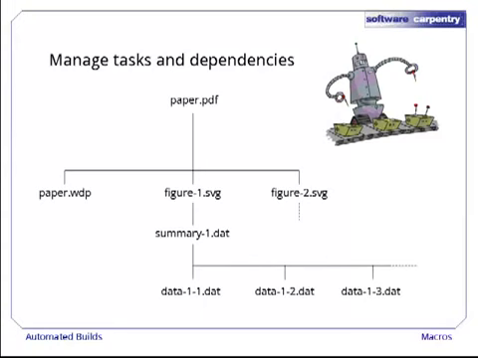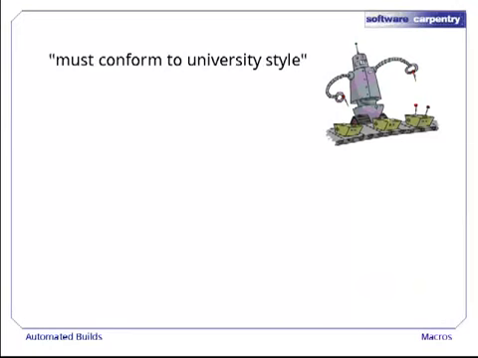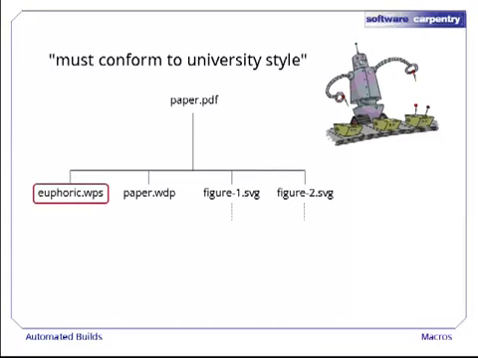We have written a makefile that will automatically recreate the paper we're working on if any of our raw data files change. And just when we thought we were done, our supervisor reminded us that all papers must conform to the university's new style rules. That means that paper.pdf has one more dependency, the official university style file, euphoric.wps.